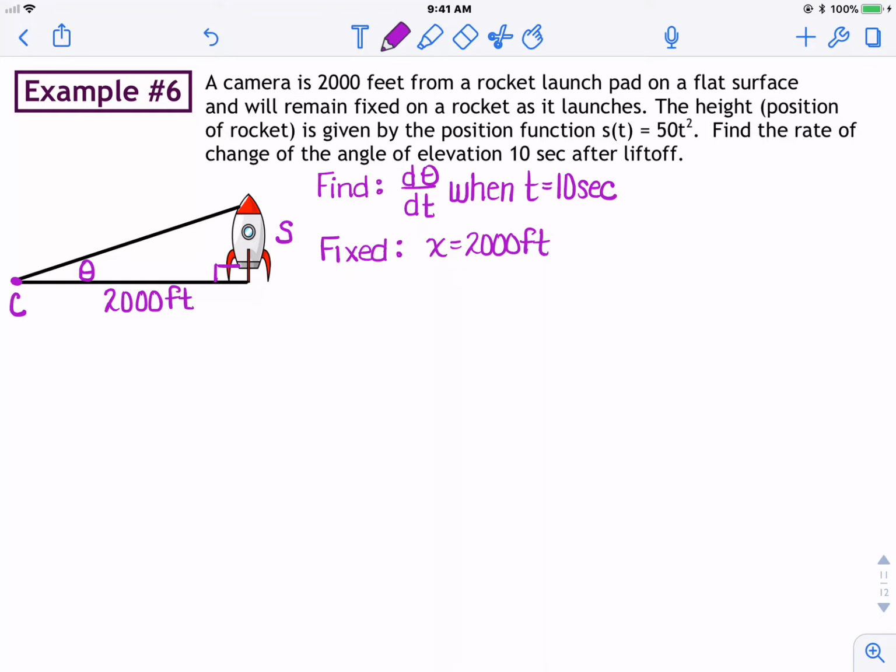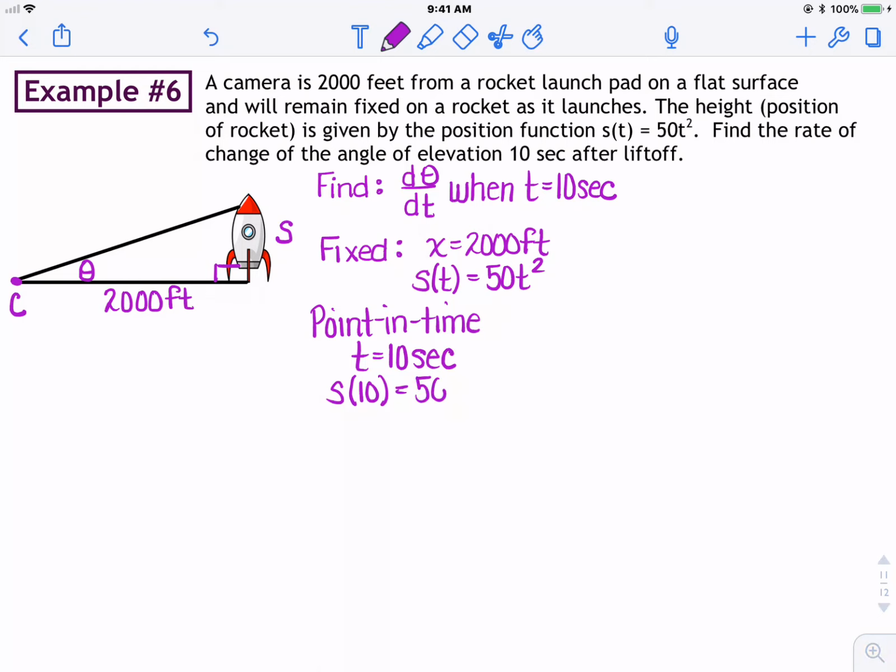We do know how to get position, so the fixed function anyway, if you want to record that. The way we can always get position, or that S value, is going to be 50t squared. At a certain point in time, it'll be when the time is 10 seconds. And at that point in time, I think we can calculate a few things that will help us. Position at 10 seconds will be 50 times 10 squared. It'll be 5,000 feet in the air.